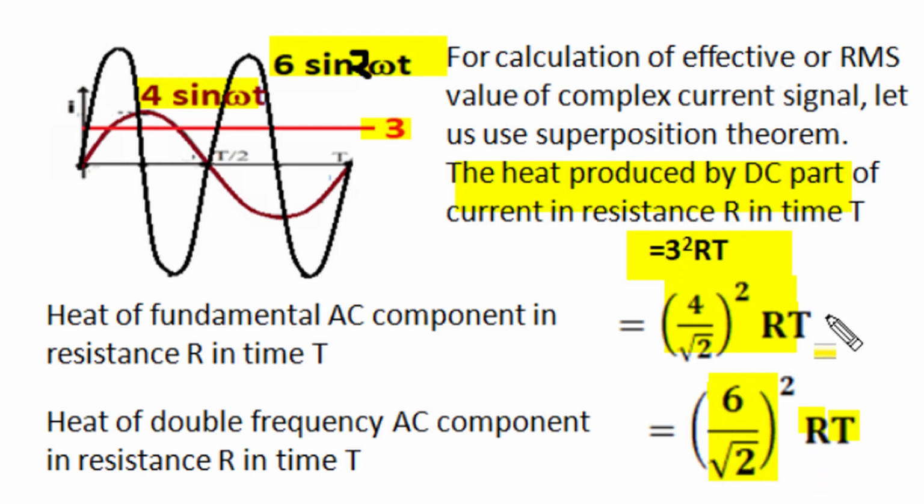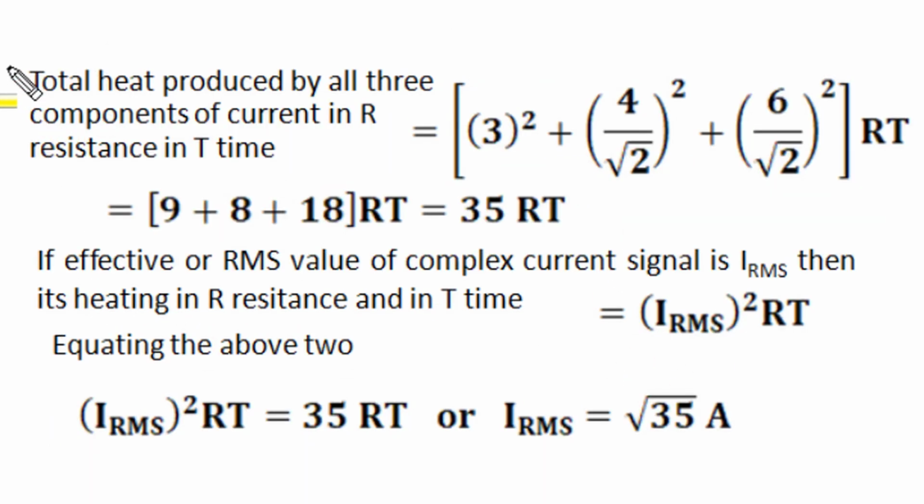Now the heat produced by the individual DC, fundamental frequency and double frequency components can be added to find the resultant heat produced by all 3 components together. So the total heat produced by all 3 components: the DC component heating is 3 square RT, the fundamental frequency component heating is 4 divided by root 2 square RT, and the double frequency component has heating RMS value square RT, and the total heat produced is obtained by adding the 3 individual heatings, and when we simplify it, it is 3 square, 9. This is 2 root 2.